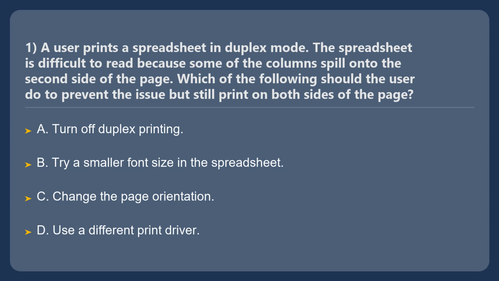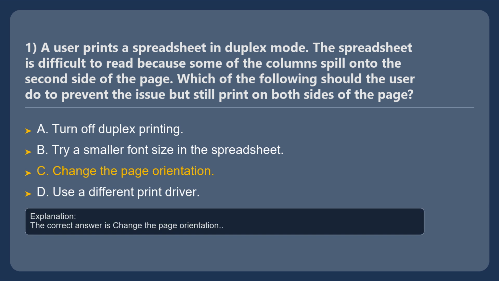Question 1. A user prints a spreadsheet in duplex mode. The spreadsheet is difficult to read because some of the columns spill onto the second side of the page. Which of the following should the user do to prevent the issue but still print on both sides of the page? Option A. Turn off duplex printing. Option B. Try a smaller font size in the spreadsheet. Option C. Change the page orientation. Option D. Use a different print driver. The correct answer is option C. Change the page orientation.